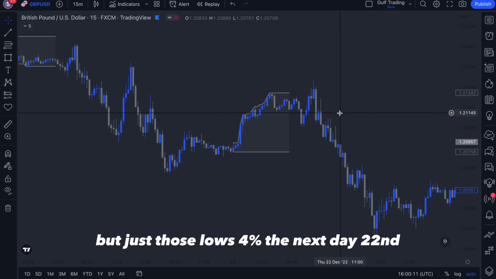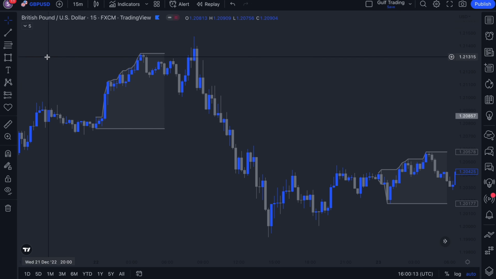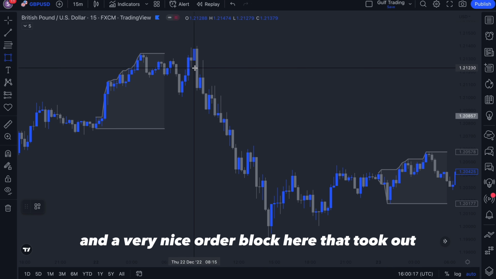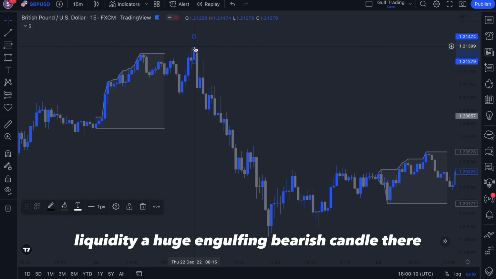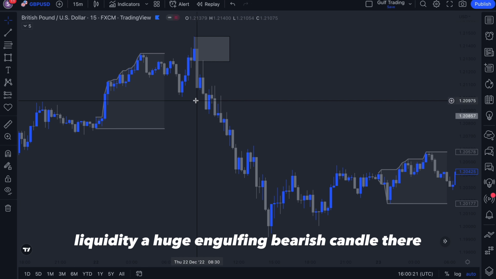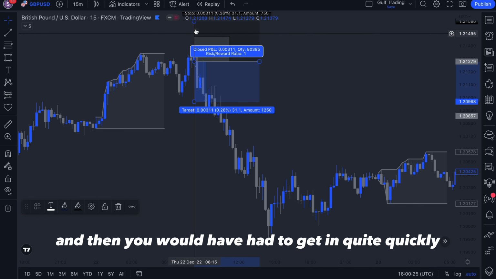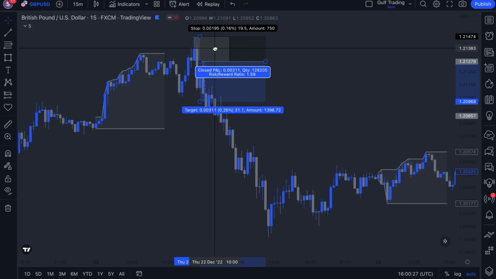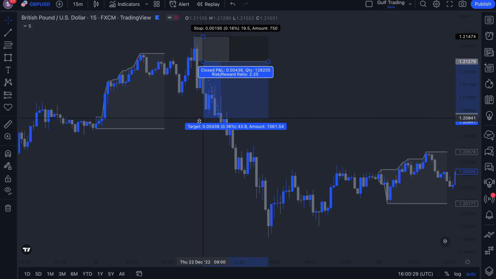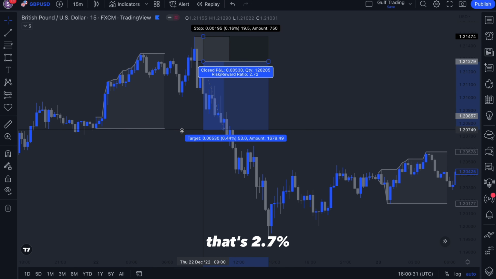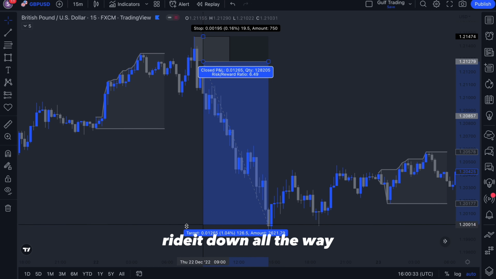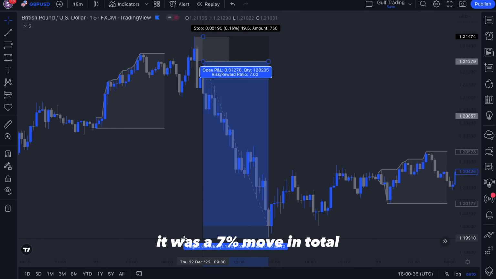The next day, 22nd, Asian highs taken, and a very nice order block here that took out liquidity, huge engulfing bearish candle there. Yeah, and then you would have had to get in quite quickly, but no reason why you couldn't. Ride it down to Asian lows, that's 2.7%. Ride it all the way, it was a 7% move in total.